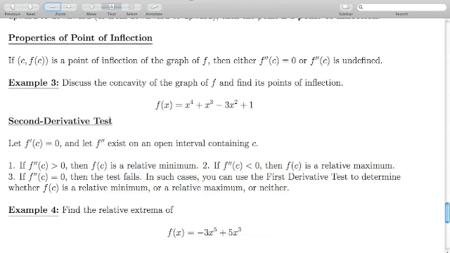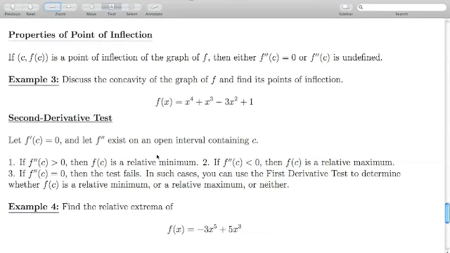To wrap up the discussion, we're going to take a look at the second derivative test. If f prime of c is 0, and f double prime exists on an interval containing c, then if f double prime is positive, f of c is a relative minimum. If f double prime is negative, then f of c is a relative maximum. If f double prime is 0, then the test fails, and in such cases you can use the first derivative test to determine whether f of c is a relative max or a relative min or neither.